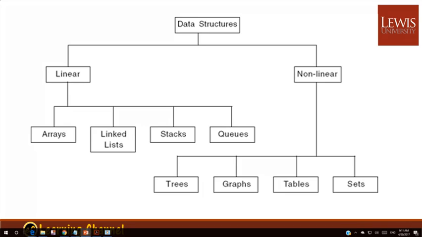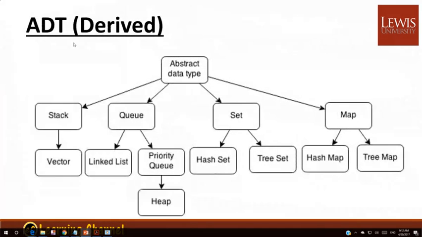So we find the appropriate language with enough data types, composite data types, to support the data structure that we need. And it all depends on what type of application we have. So right here, this one is the abstract data types. And abstract data type is to support the data structure. And we may have stack, queue, set, and map.